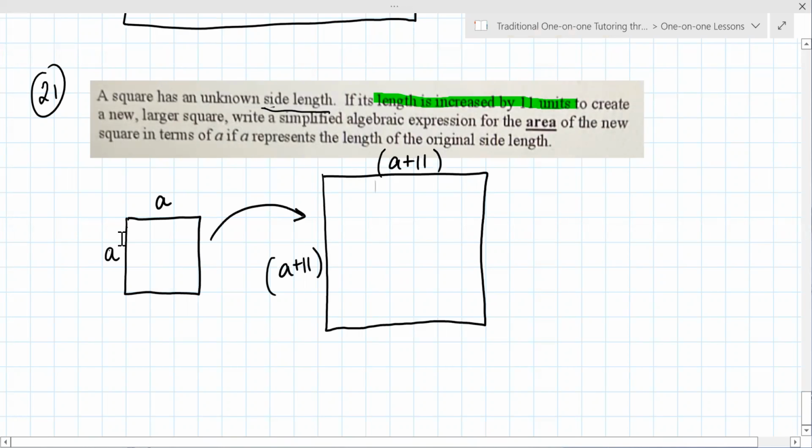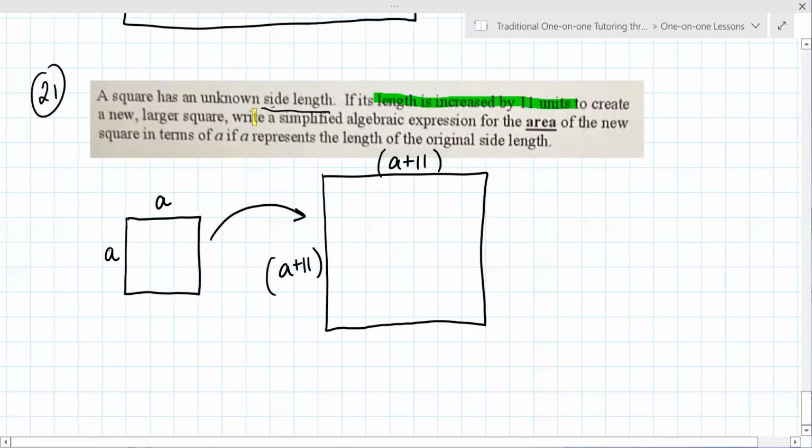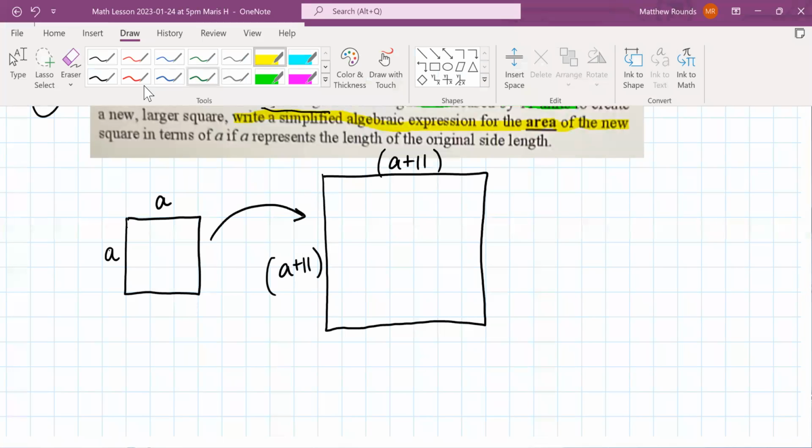Because we don't know if A is 1 or 10 or a billion. We just know that it's A. So whatever A is, we're adding 11 to it to get the new side length, okay? But that's not even what it wants. And that's what makes these so difficult. It says, write a simplified algebraic expression for the area of the new square. All right, so that's what it wants.